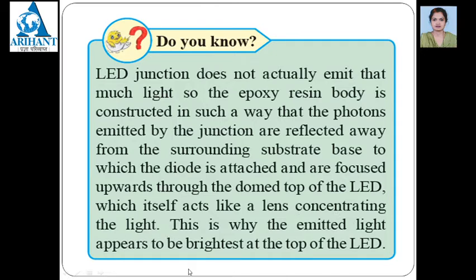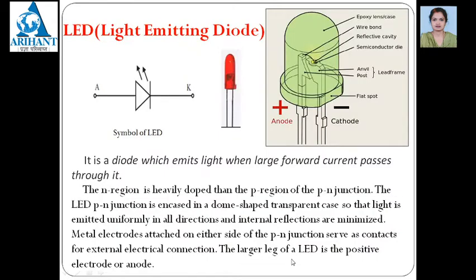This is why the emitted light appears to be brightest at the top of the LED. Means when the LED blinks, we get maximum light at this end and minimal light at the other part. Why is this happening? Because the upper part is dome shaped, so maximum light or photon concentration is done here and minimum concentration at other parts. So this top part gives maximum light reflection and that is how the LED is recognized.